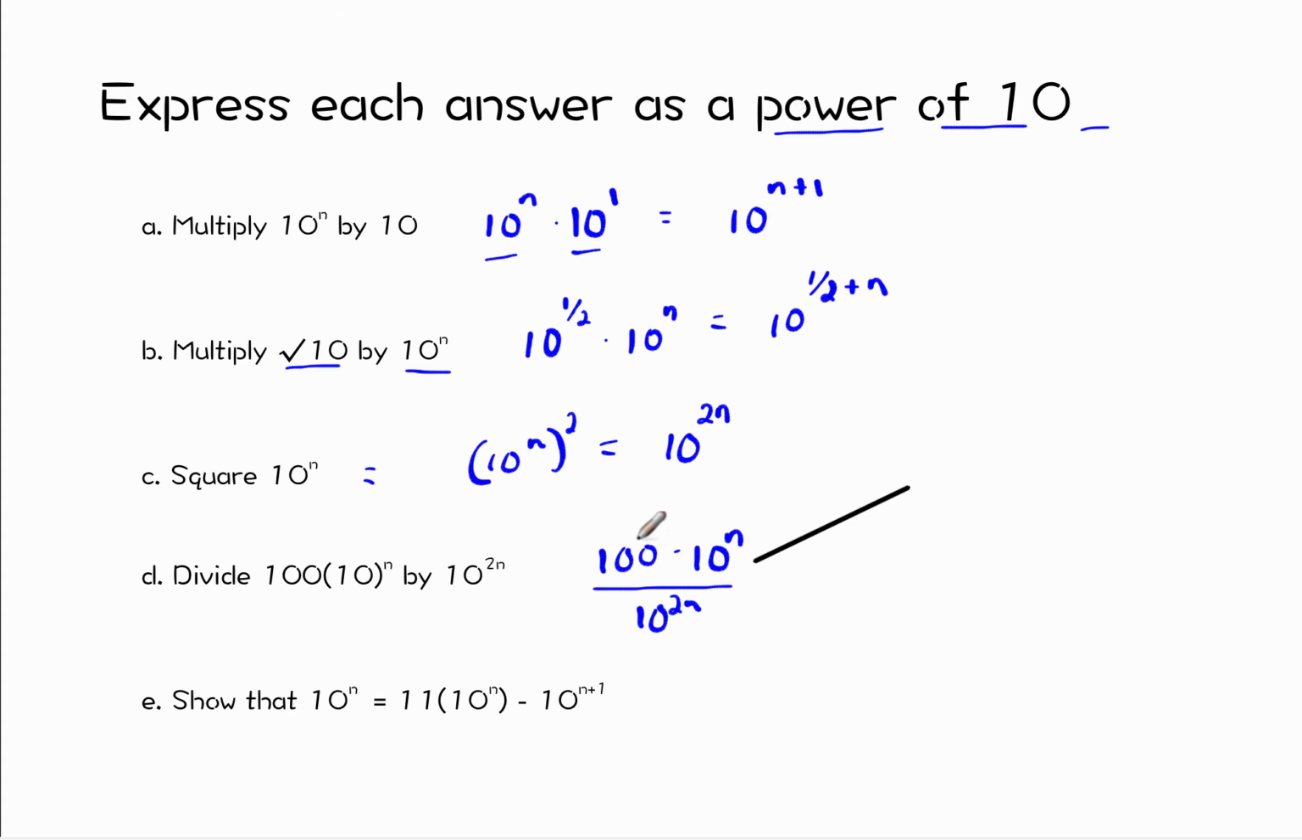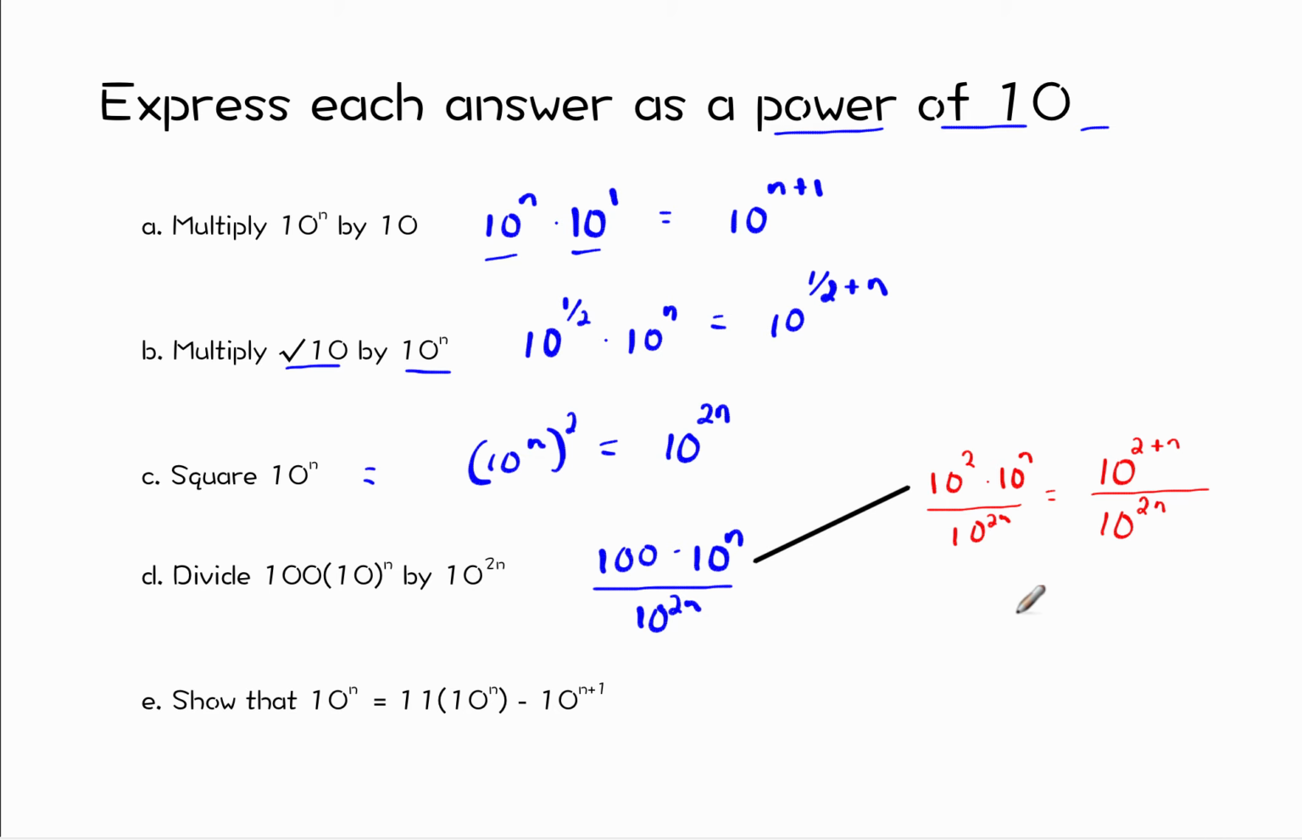I could take this 100 and rewrite it as 10 squared. And then I still have 10 to the n, and that's all getting divided by 10 to the 2n. I can combine the numerator to make it 10 to the 2 plus n, because when I'm multiplying, I add exponents together. And I still have on the denominator 10 to the 2n.